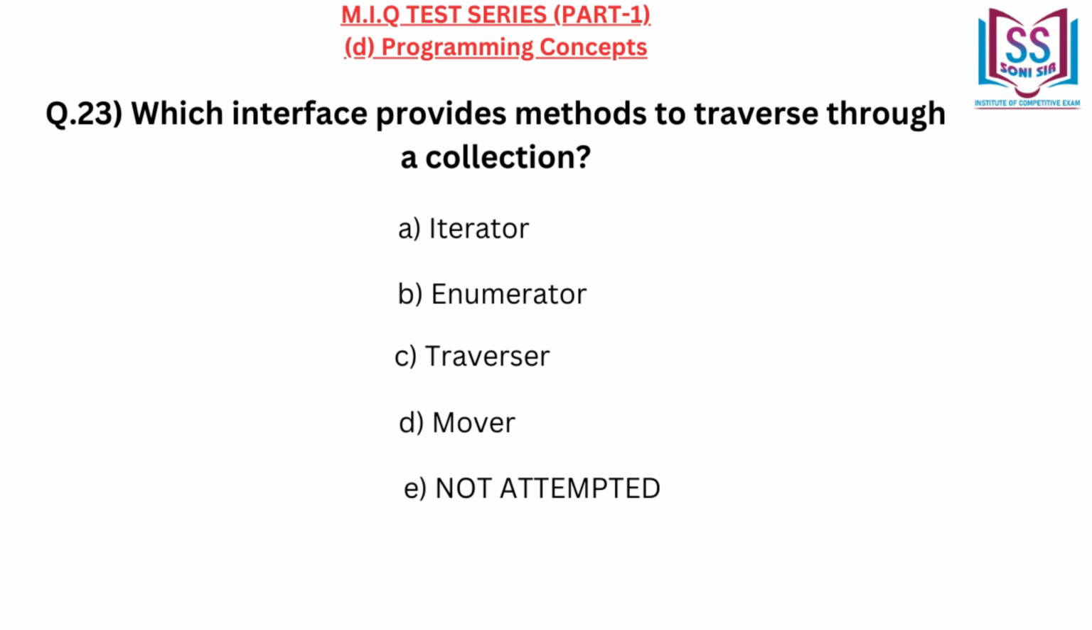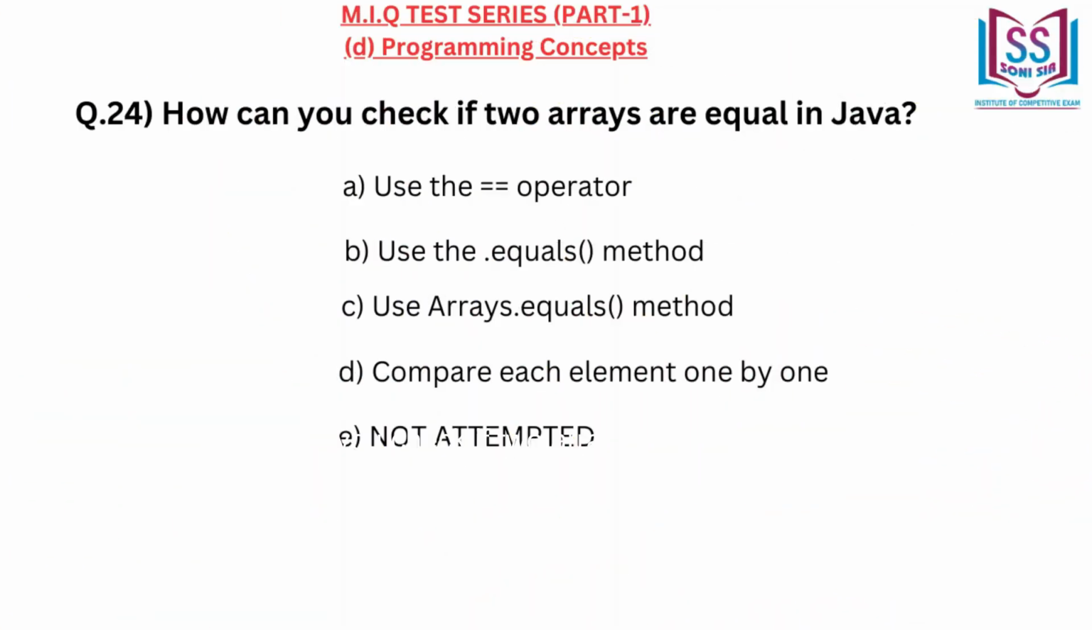Which interface provides methods to traverse through a collection? A. Iterator. B. Enumerator. C. Traverser. D. Mover.